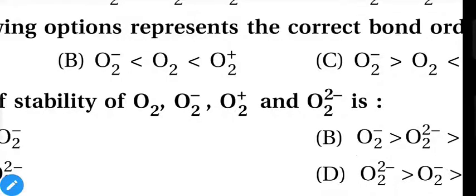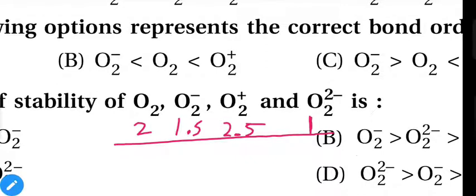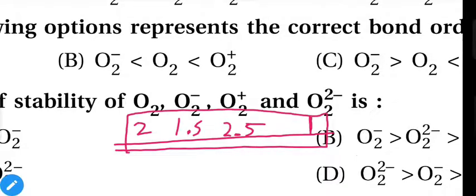So that means for O2 our bond order is equal to 2. For O2 minus it was 1.5, for O2 plus it was 2.5, and for O2 2 minus it was 1. So these are the bond orders of the given species. Now all you have to do is remember that the higher the bond order, the more the stability, and the correct order of bond order is mentioned here. You can arrange this in increasing or decreasing order as the question asks. So all of these three questions will be solved from this.